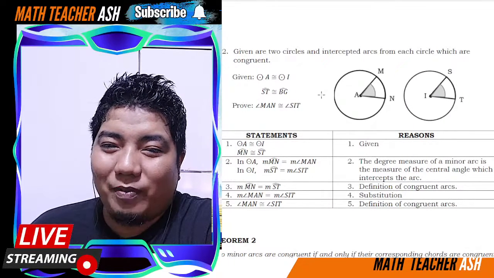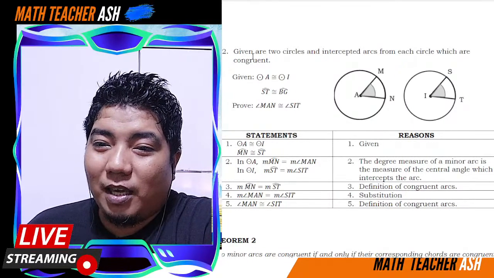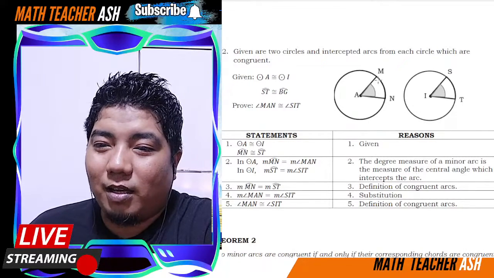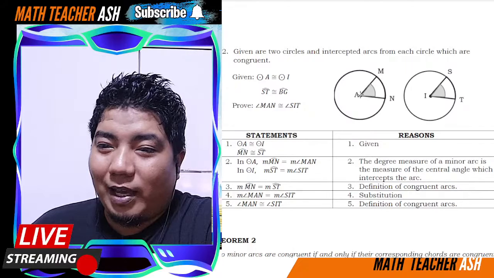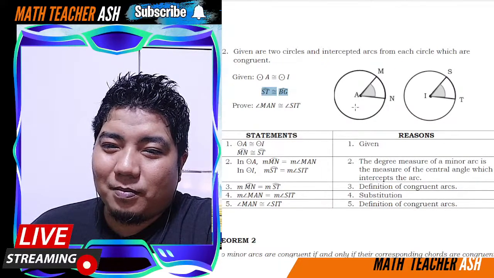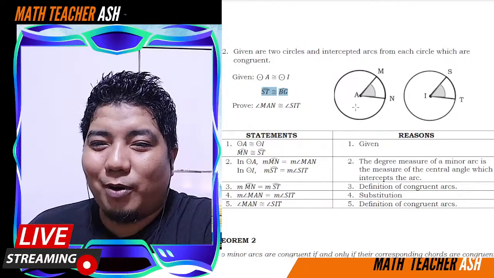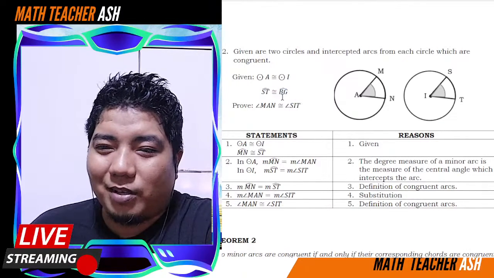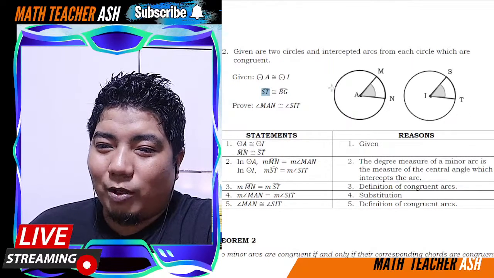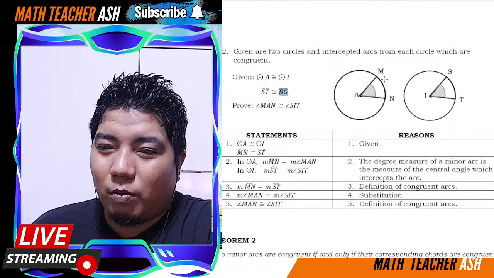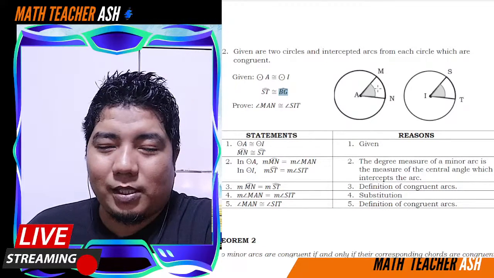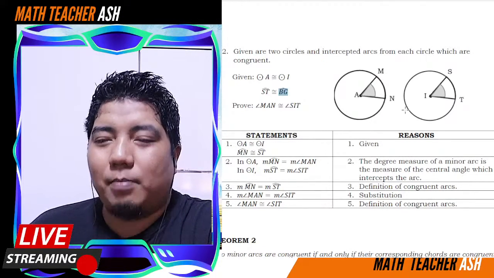So we have here the given are two circles. We have two circles. However, yung given representation of our minor arcs is not. Okay. So we have here arc ST, ito yon, and arc BG, wala namang BG dito, so it should be MN. Okay, so for those students na nakikinig ngayon, that should be MN, my dear math learners.